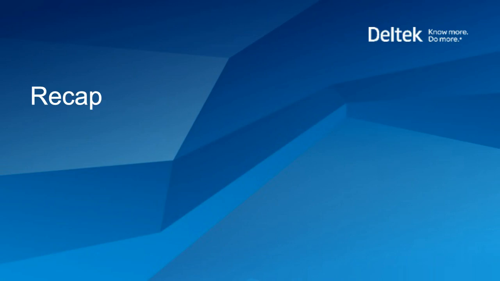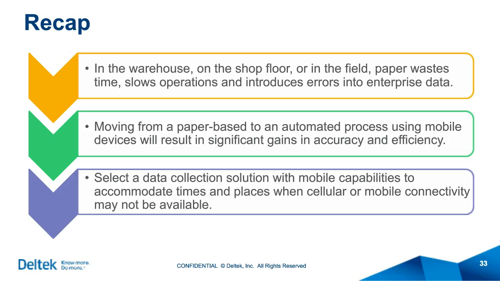So in recap, when you're running a manual system, you're running an error-prone system. It's going to slow operations down, and again, that equates back to dollars, and possibly to customer satisfaction. When you move from paper to an automated system, you'll increase your productivity and see significant gains in accuracy.